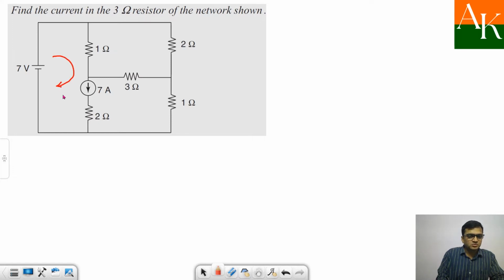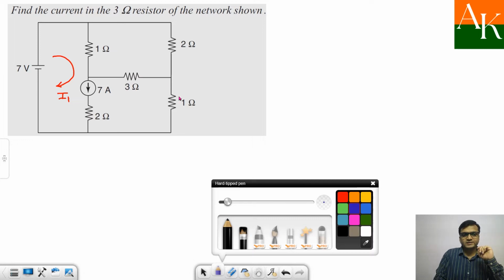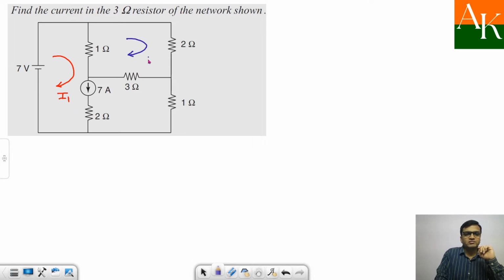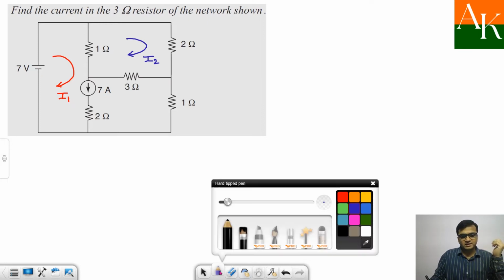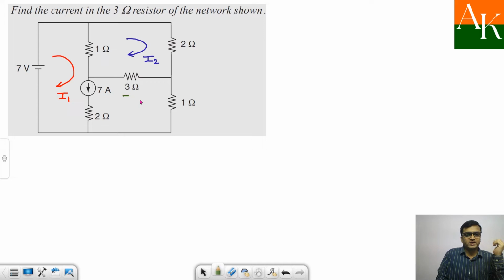So I will assume the currents over here, I1, and I'm strictly saying this: never look at the polarity of the sources. The 7 volt positive is over here, how should we consider this? Don't look at the polarity of any sources. You just assume the currents in a consistent direction, meaning either you consider clockwise or anti-clockwise direction. So here I am assuming currents in clockwise direction.